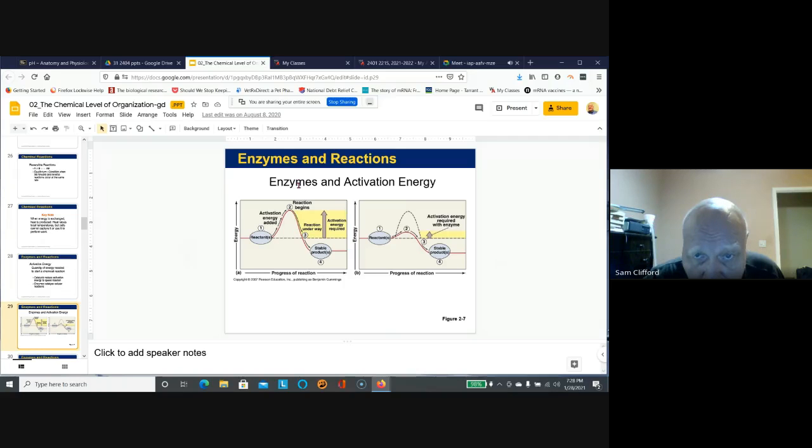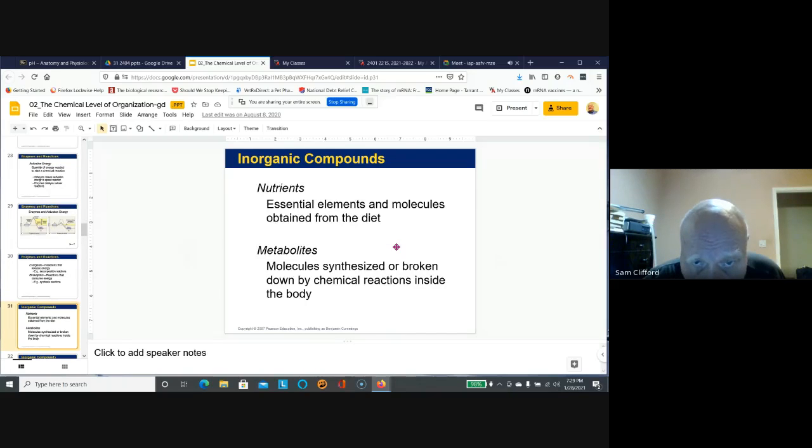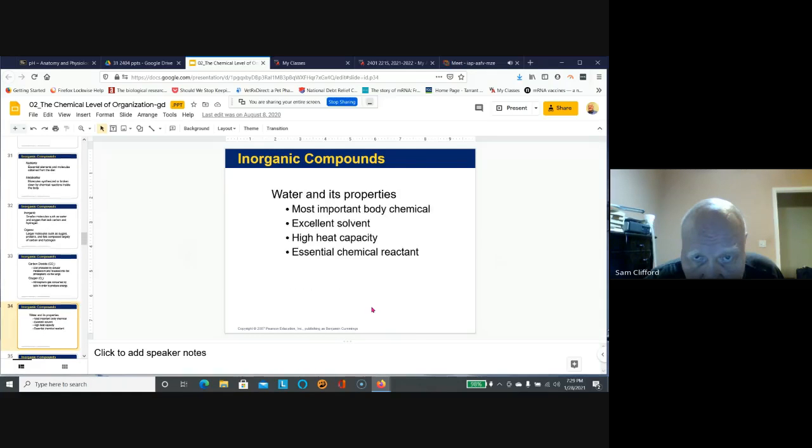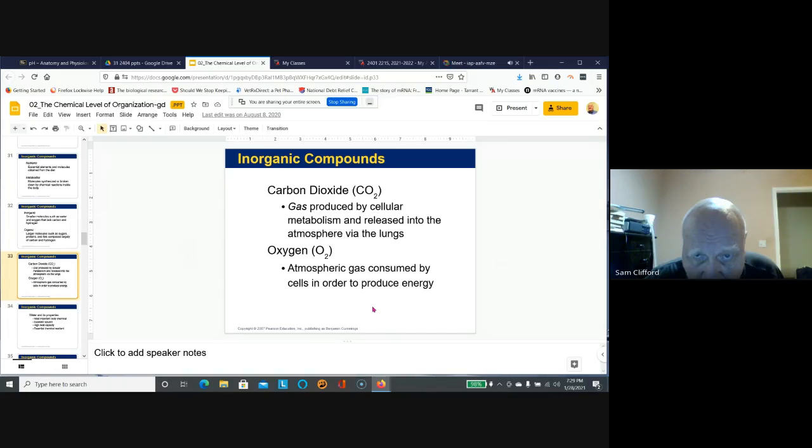So you should know that enzymes are proteins. You should know what activation energy is. It's the amount of energy to cause reactants to go from individuals that couldn't be joined. And enzymes lower the activation energy. We don't need that. Make sure you know inorganic molecules versus organic. Large molecules such as sugars, proteins, and fats are composed largely of carbon and hydrogen. Recognize these formulas and names.